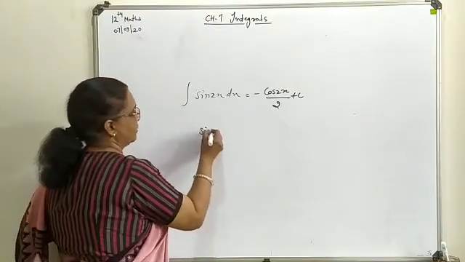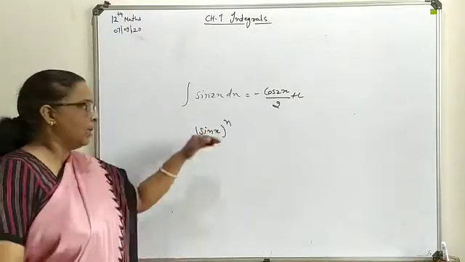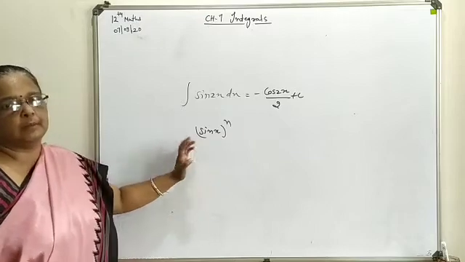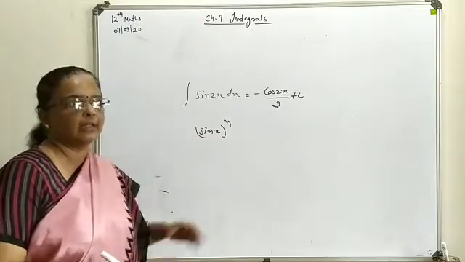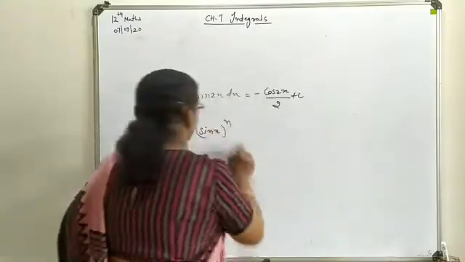Second thing, the chain rule will not be implemented here. Suppose the function is not available in this form for integration. If this type of combination is available, a different method we will use; the direct chain rule you will not implement over here.